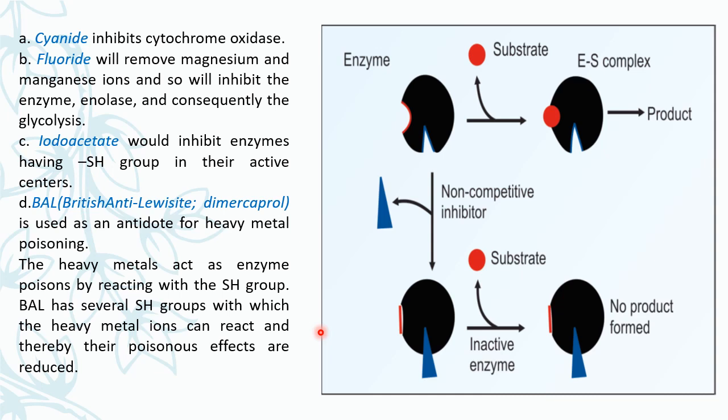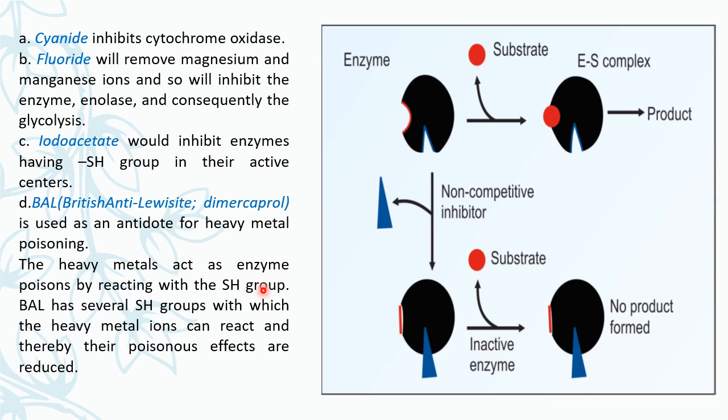Now another example is iodoacetate, which inhibits enzymes having a sulfhydryl group in their active center. Various enzymes have a sulfhydryl group in their active center, and iodoacetate inhibits those types of enzymes. British antilewisite, or dimercaprol, this one is also very interesting. British antilewisite, BAL or dimercaprol, is used as an antidote for heavy metal poisoning. You are all familiar with the name heavy metal poisoning. Some heavy metals, lead and mercury, are toxic to our body.